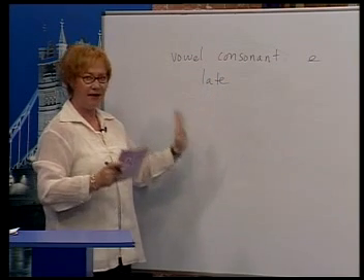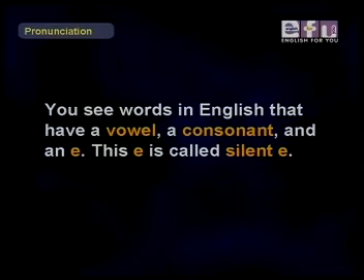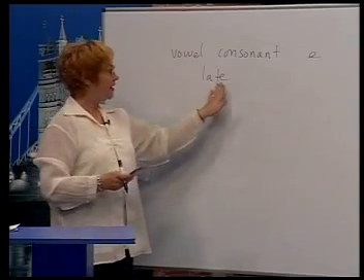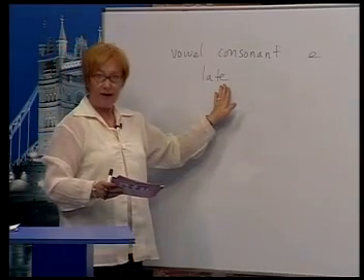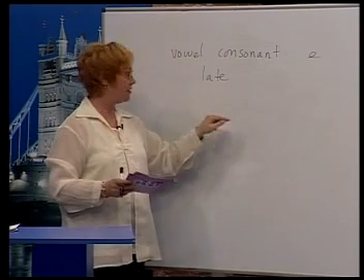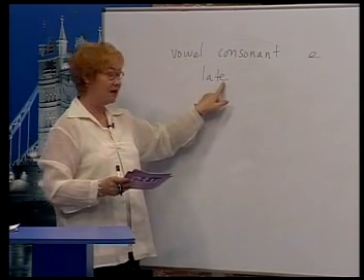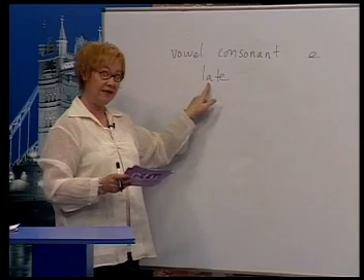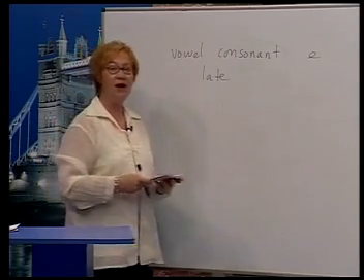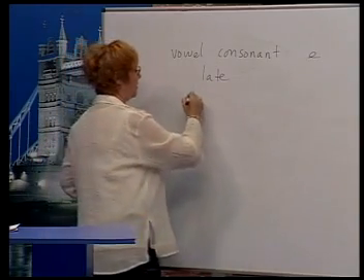Okay? Now, again, you see words in English that have a vowel, a consonant, and an E. This E is called silent E, like in the word late. Okay? The E has no sound, but it is important because this E changes the sound of this. Okay? Now, here's an example.